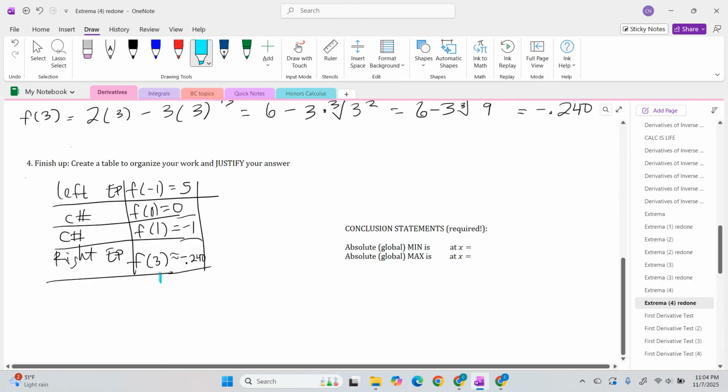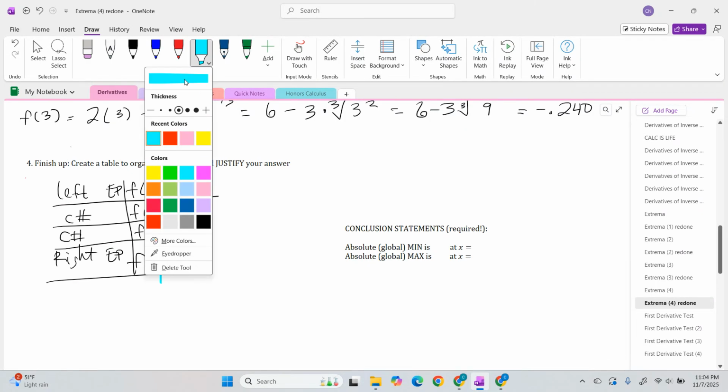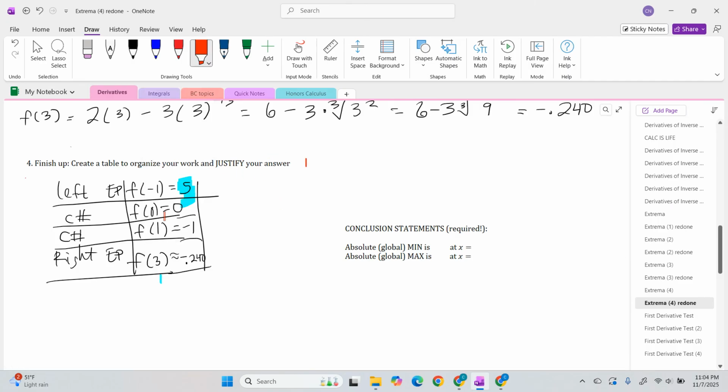So look at your table, people. What is the largest value? The largest value that I am looking at right now is 0. So if someone said, hey, what's the absolute max? You would say 0. If someone said, what's the absolute min? You would say negative 5. So another way of writing your conclusion statement is just a little bit different. Start off by saying what the min is, not by saying where it's at. So the absolute min is negative 5 at x equals negative 1. The absolute max is 0 at x equals 0.